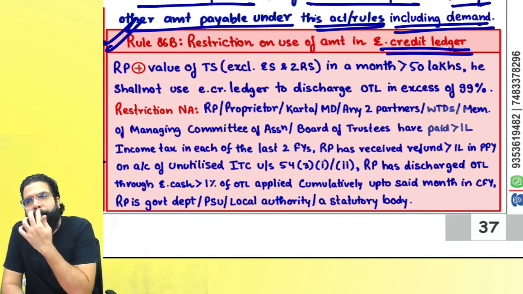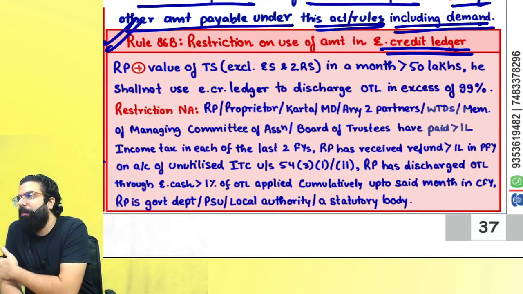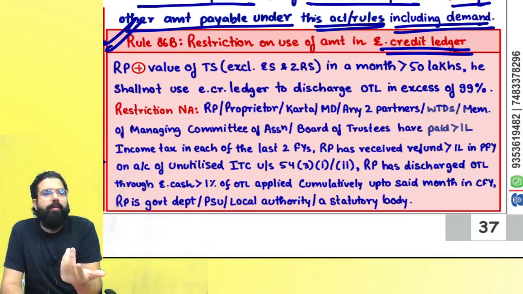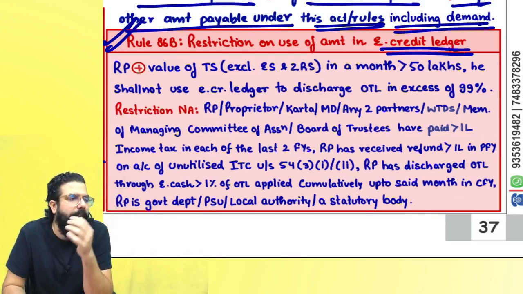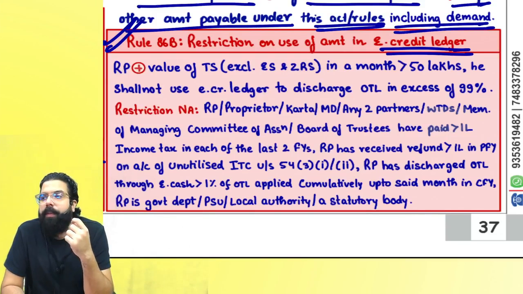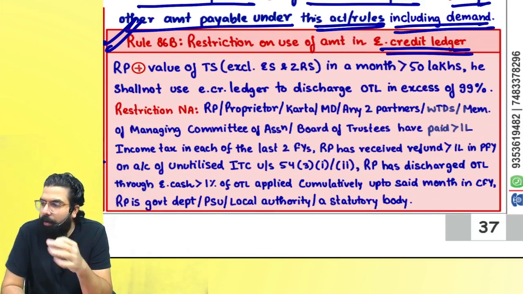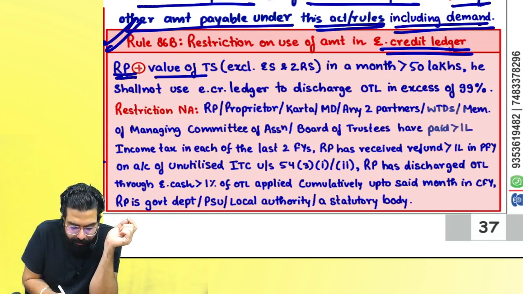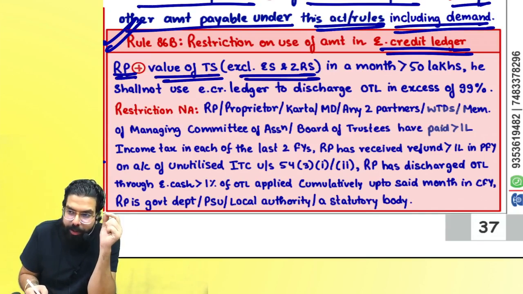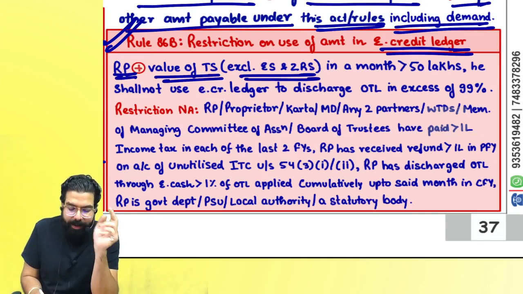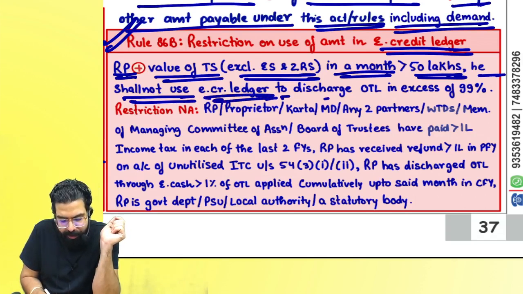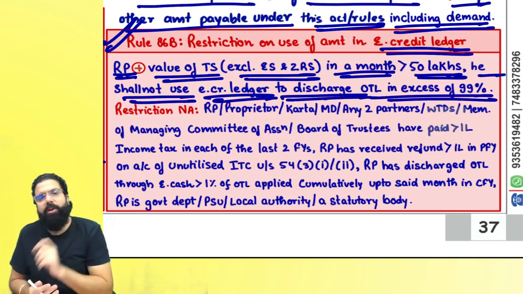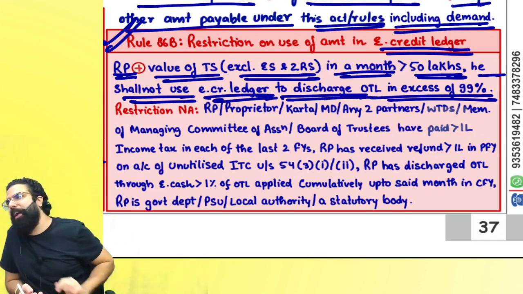The government told that some people are having excessively excess credit, might be they are buying bogus invoices and all those things. So the government wanted to say that you cannot use your credit more than how much? 99%. Now, sir, if you are a registered person and the value of taxable supply excluding zero-rated supply and exempt supply in a month is greater than 50 lakh, he shall not use the e-credit ledger to discharge output tax in excess of 99%, meaning at least 1% cash has to be used.